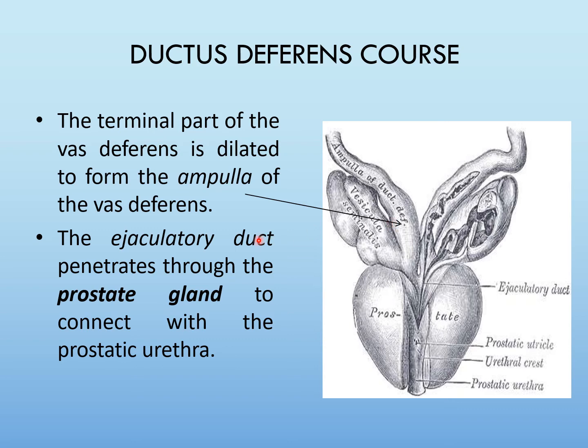Then the ejaculatory duct penetrates through the prostate gland to connect with the prostatic urethra. This is the prostate gland. This comes down and joins with the prostatic part of the urethra.